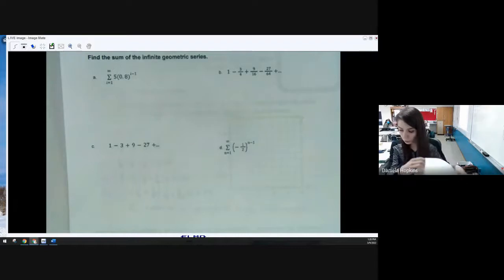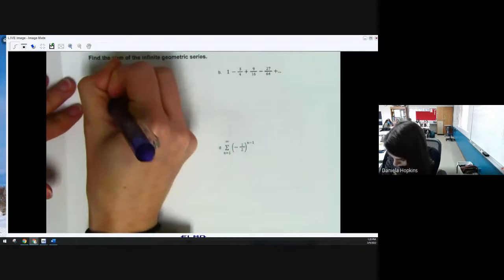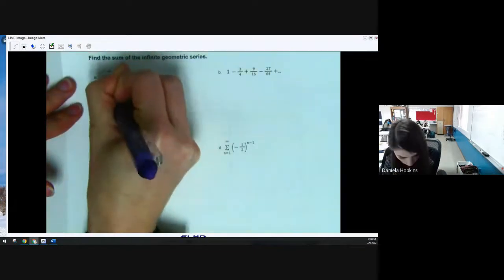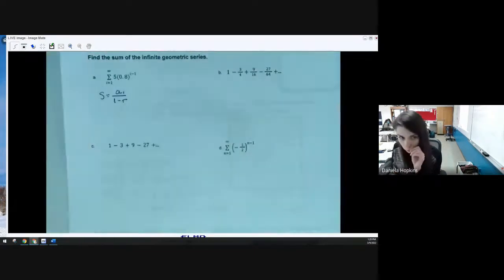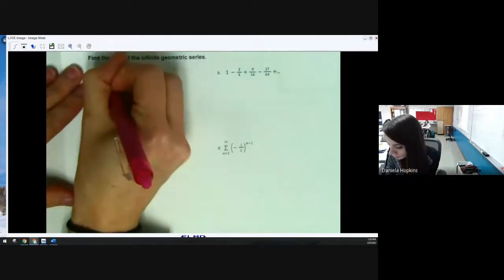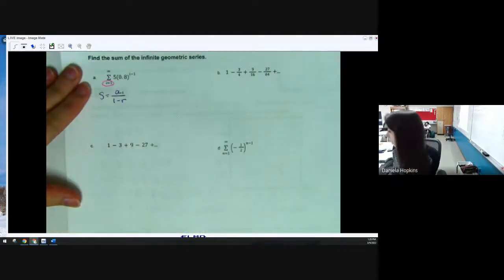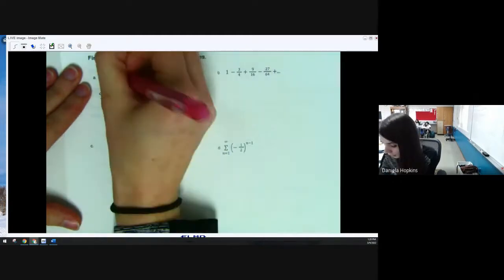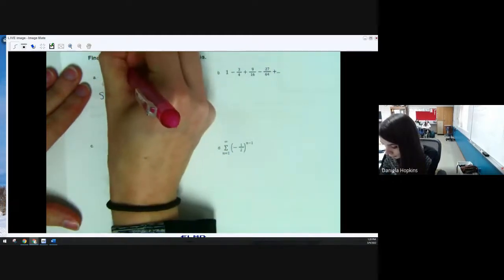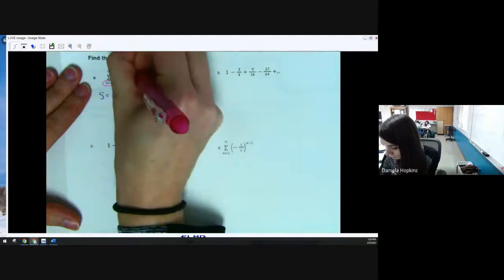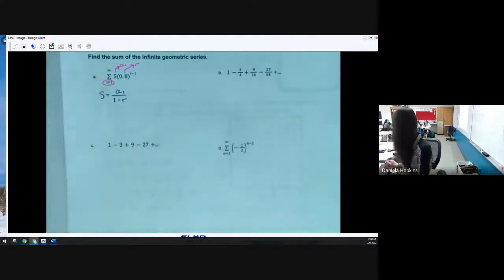So example 2a here, we want to find the sum of the infinite geometric series. This is a little more straightforward because I'm looking for, again, this formula S equals A1 over 1 minus R. And hopefully you noticed on a couple homeworks ago that as long as your index started with 1, we didn't have to shift it, that your A1 was right here and that your R was right here. Hopefully you noticed that.